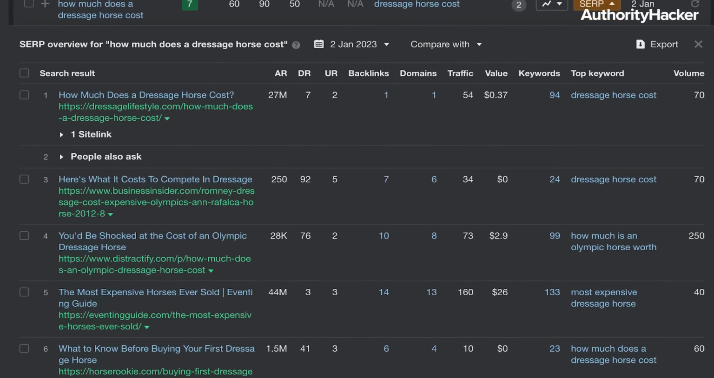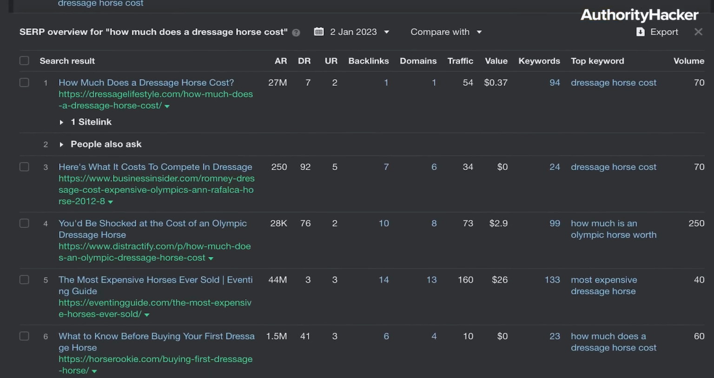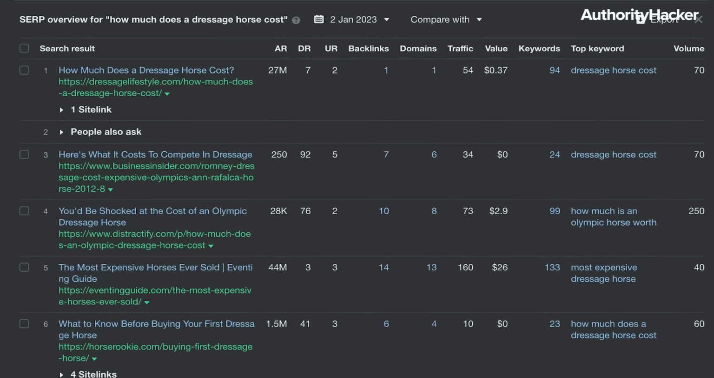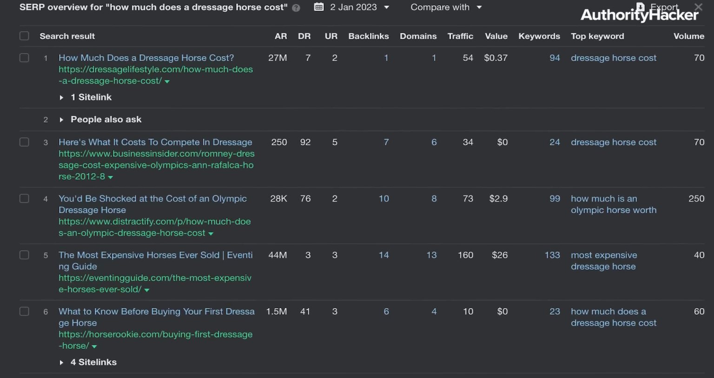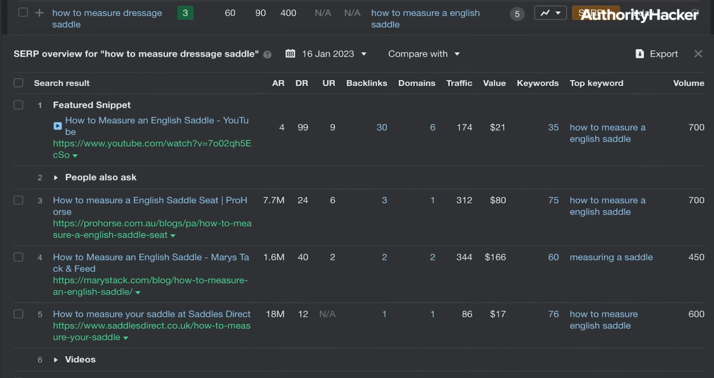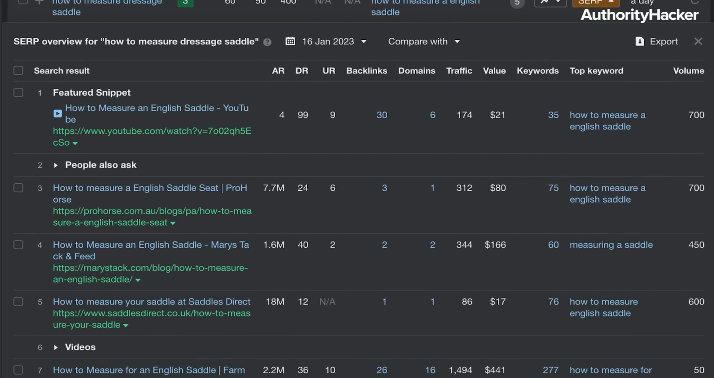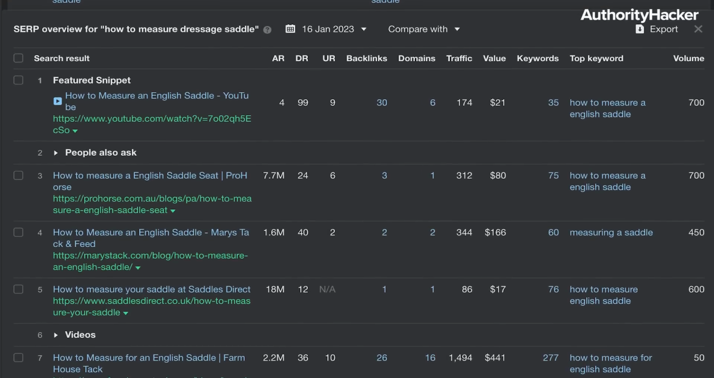Another keyword I found from this is how much does a dressage horse cost? Again, it's the DR7 ranking number one, there's a DR3 on the page, etc. And they will get decent traffic for long tail, basically. And how to measure a dressage saddle. So you see how I took Chat GPT, I got ideas, and then I went back to the traditional SEO tools to verify the data.